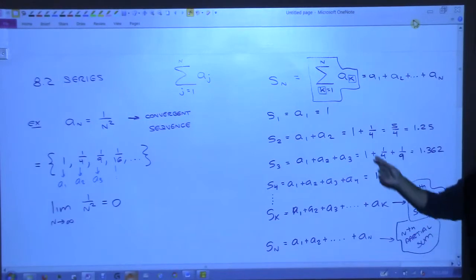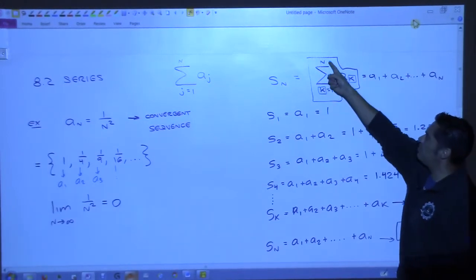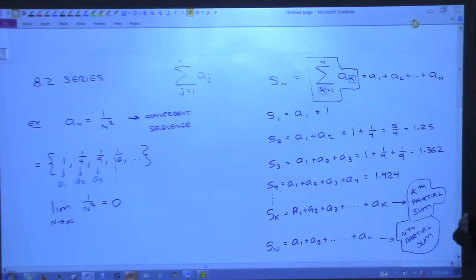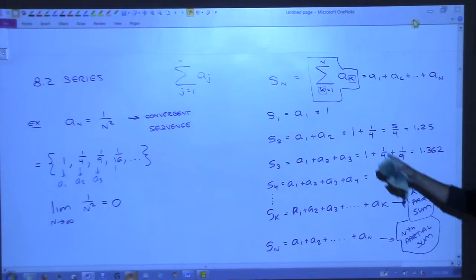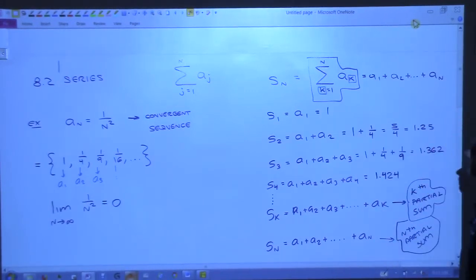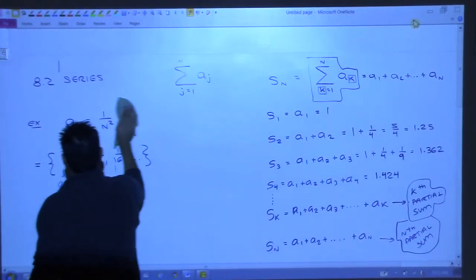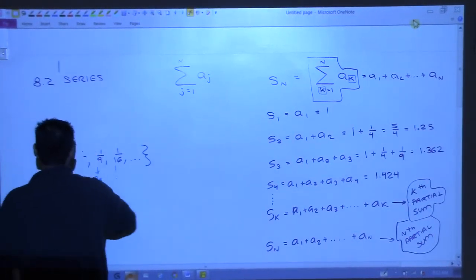So this is called our starting index. This is our stopping index, and that index can be any letter you want. We usually use i, j, k. Sometimes we also use n. Okay, so let's get some definitions up here, and then we'll proceed with this example.